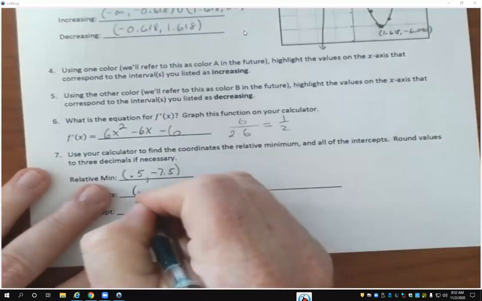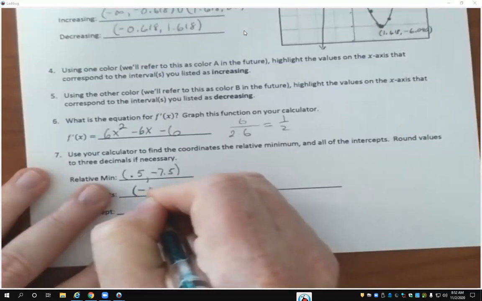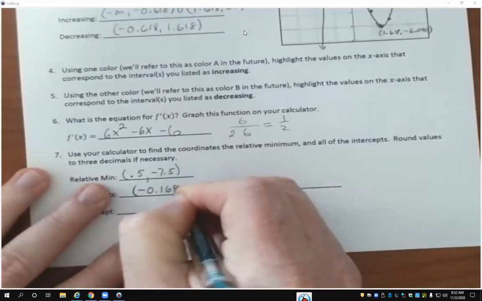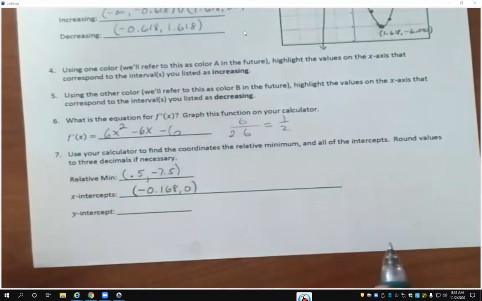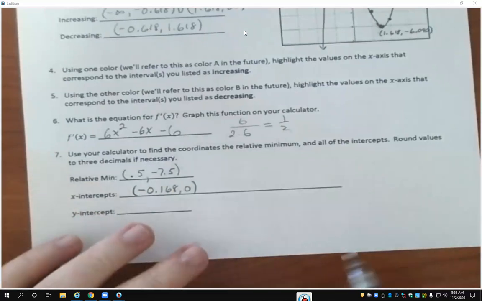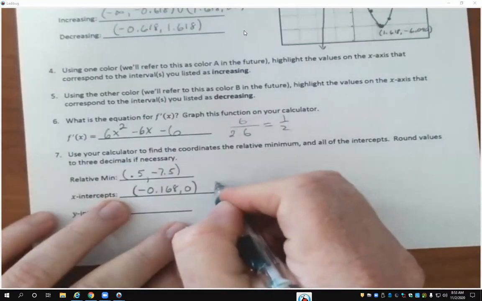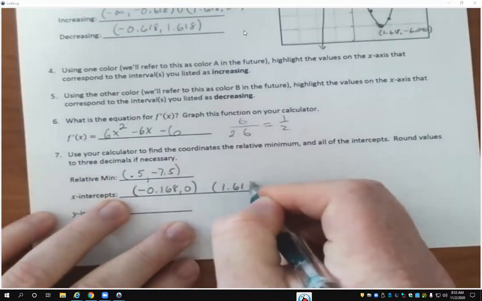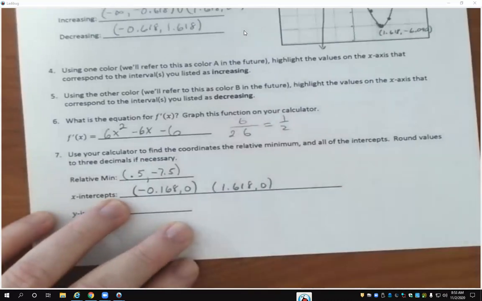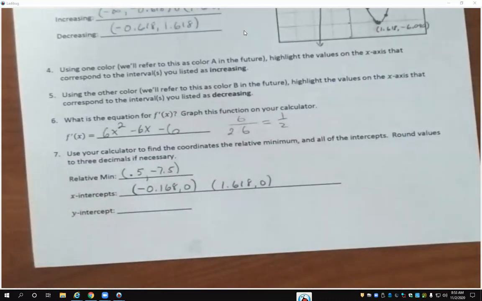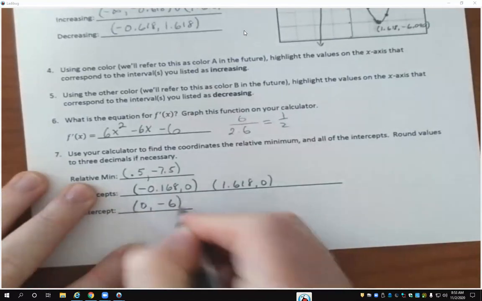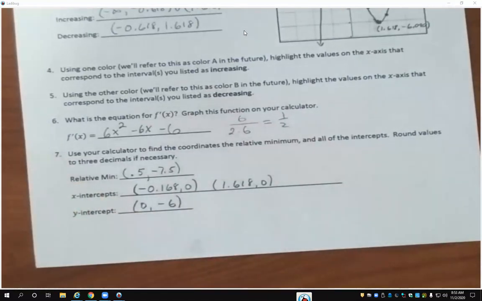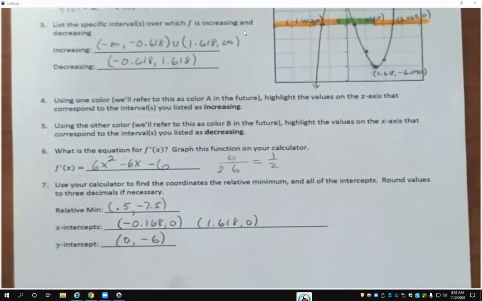The first x-intercept on the left is negative 0.618. Seen that number before. And then the other x-intercept is 1.618. Seen that number before. All right, the y-intercept is 0, negative 6. Again, not as important, but will be down the road.